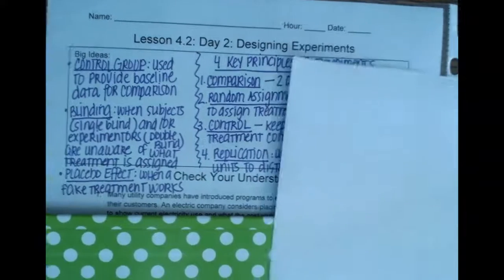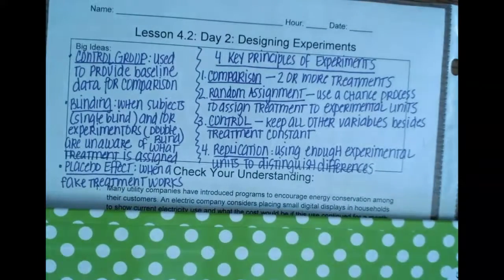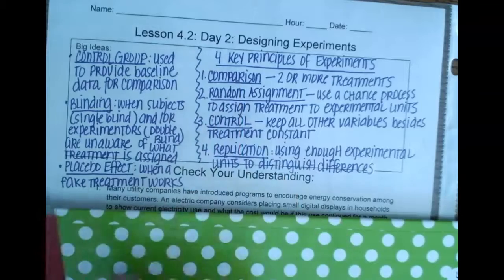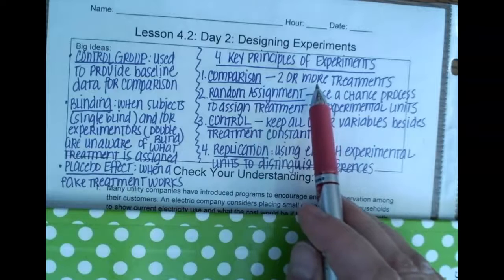And now, here are our key principles. These are pretty important. The key principles of experiments. You have to have comparison. So remember when we did our scaffold design, at the end we always make a comparison. So you're going to need 2 or more treatments.